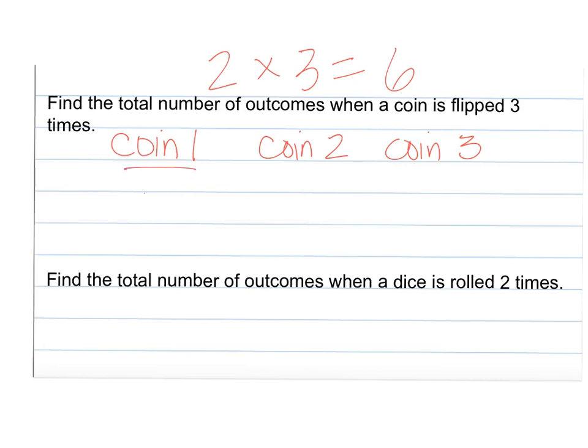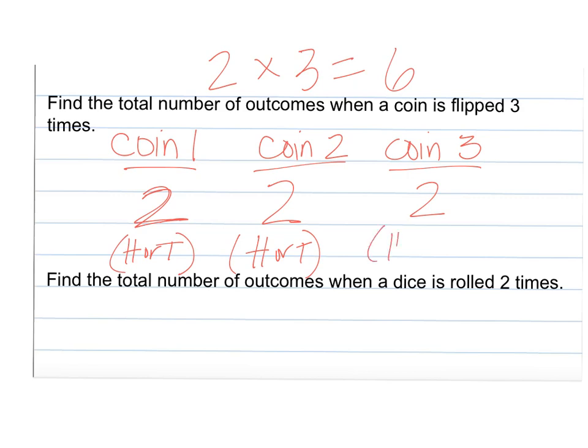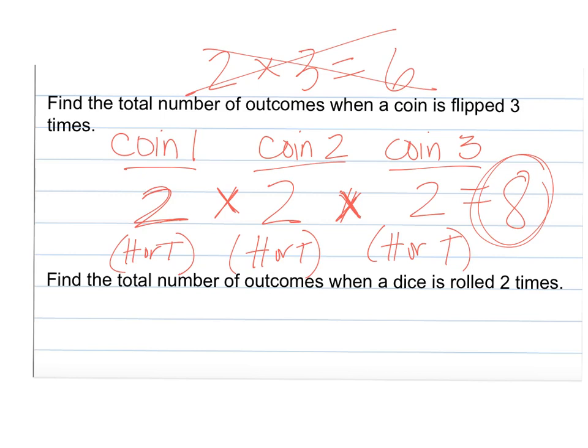So coin 1 has 2 outcomes because it's heads or tails. Coin 2 has 2 outcomes because it's heads or tails. And coin 3 has 2 outcomes because it's heads or tails. So we multiply these together. And we get 2 times 2 is 4 times 2 is 8. So we actually have 8 as our total number of outcomes. So we have to stop and think about what it is asking us.